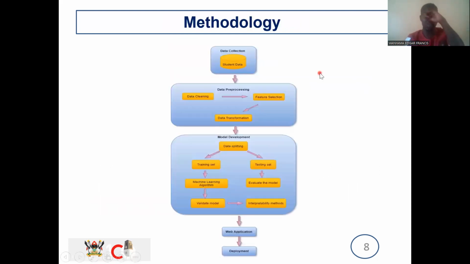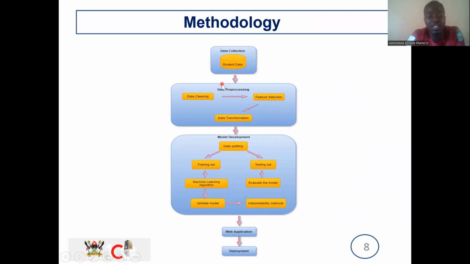Then the methodology. This simply shows us the steps that we shall take in order to come up with a model that will predict students' performance in a secondary school. The very first step is data collection. We collected some data from a secondary school, and we are still in the process of collecting it. But we also have some other datasets we got online. And this one is very crucial because you can't predict without data.